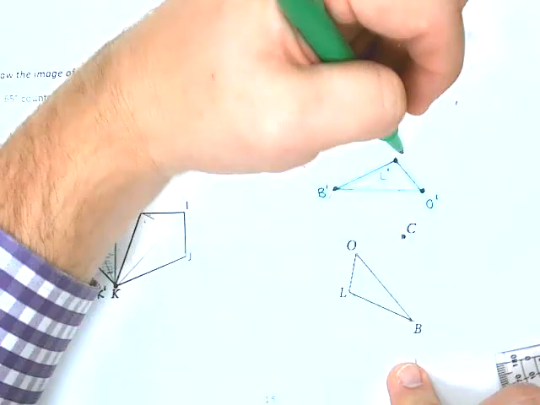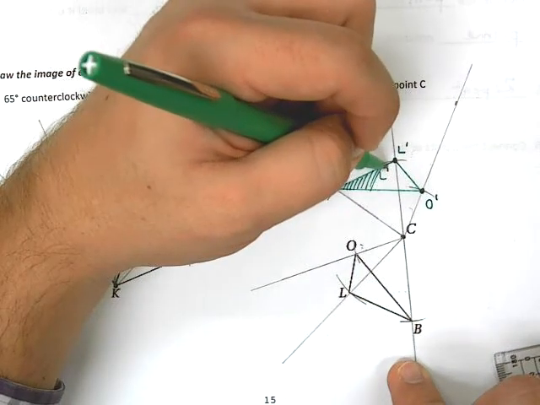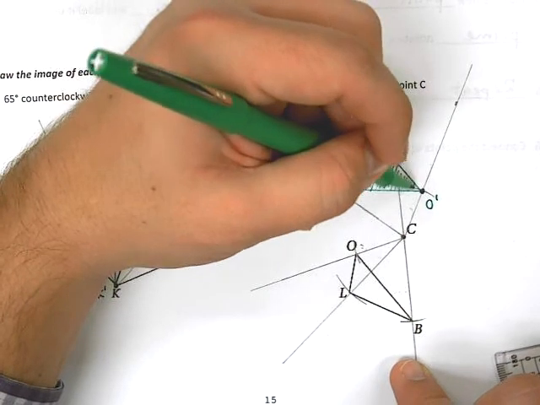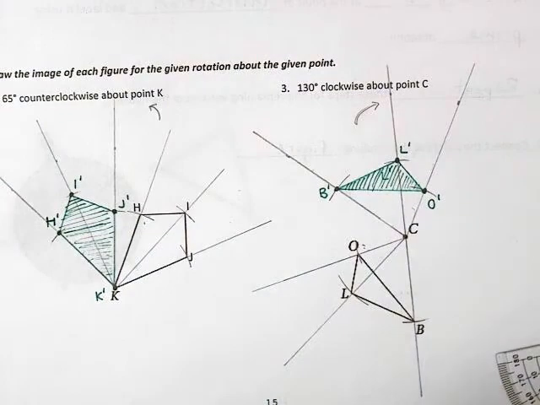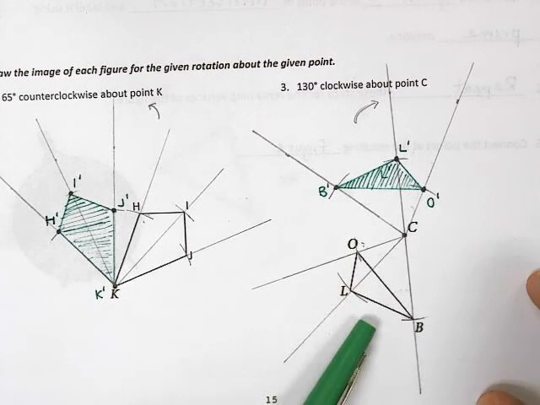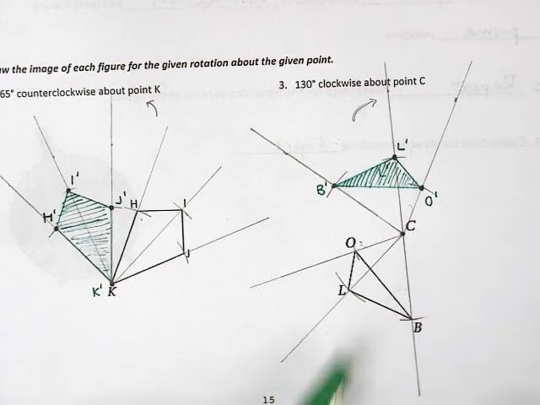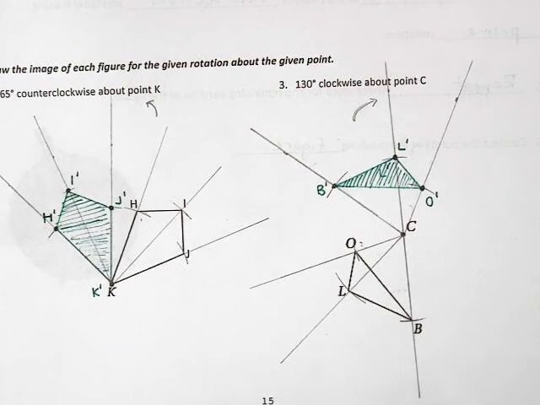I'm going to rewrite L prime over here, and I'm going to shade in. And what did we do? We nicely rotated the original LOB, 130 degrees in a clockwise fashion to right here, to L prime, O prime, B prime. Okay, so this was a good, I think, hopefully good intro into how to rotate.